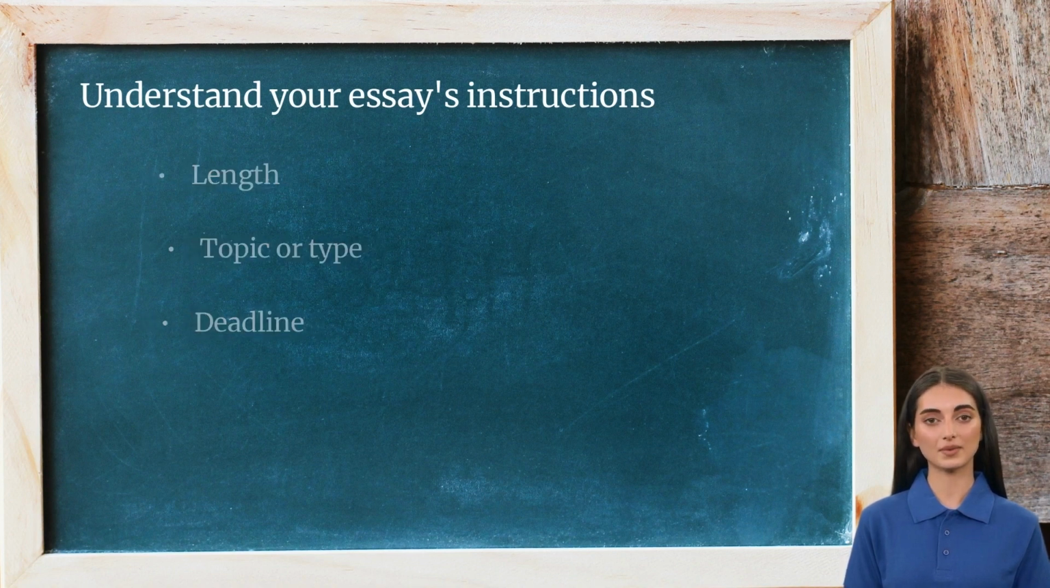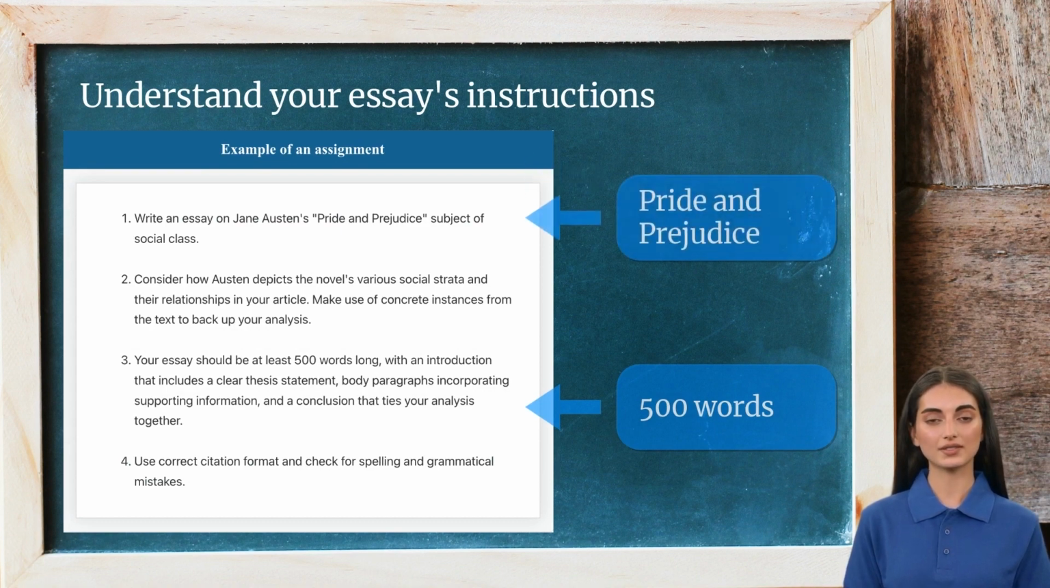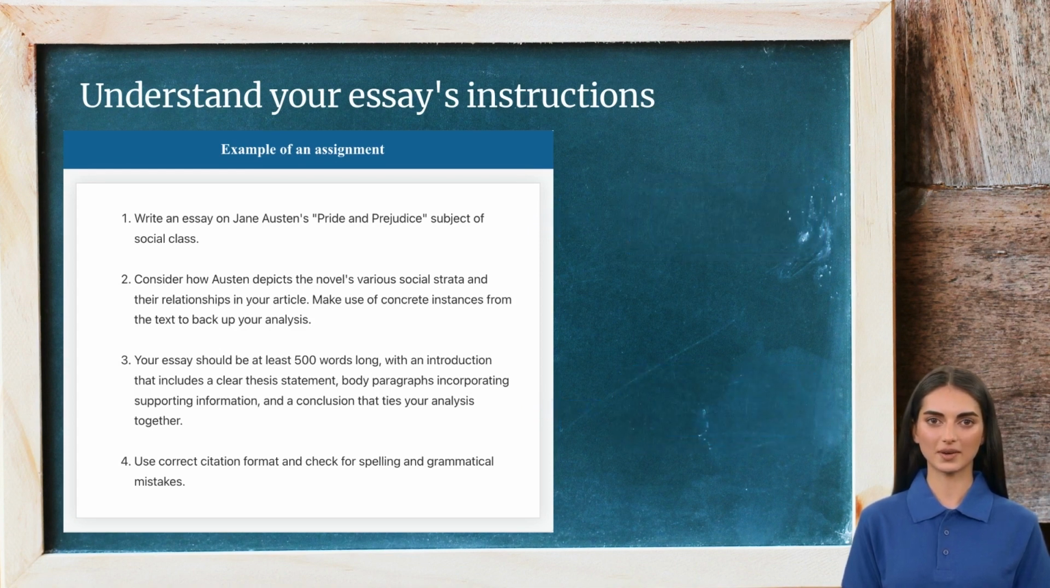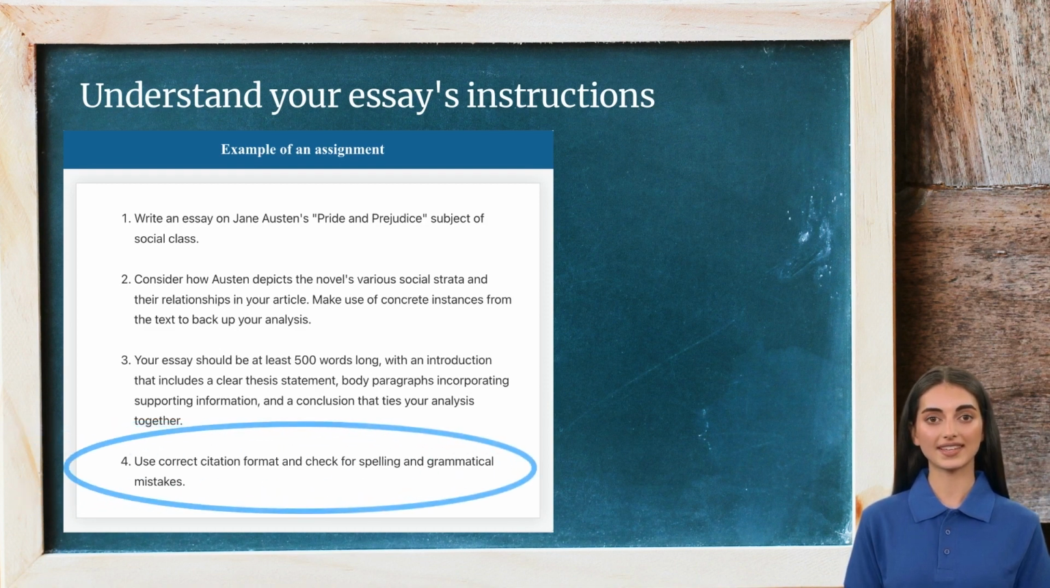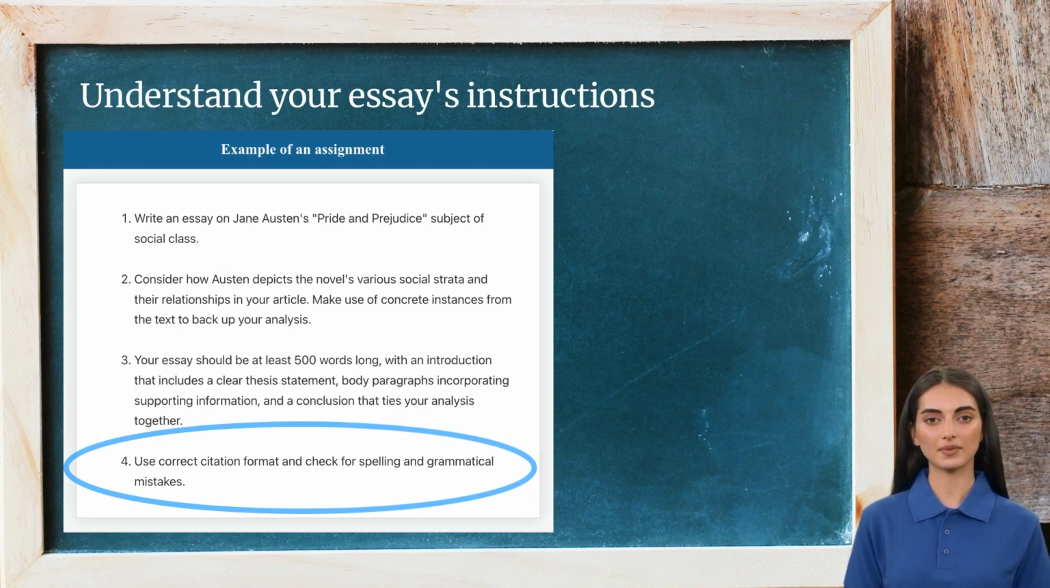Now on your left, you will see an instruction example. Let's analyze it together. As you see, you're instructed to write at least 500 words, and your topic is Pride and Prejudice and the subject of social class. There's no deadline on this instruction sheet, but there is a warning for you to watch out for the correct citation format. Academic essays can be APA, MLA, Chicago, or Turabian, or in any other specific format, which is the topic of another video.